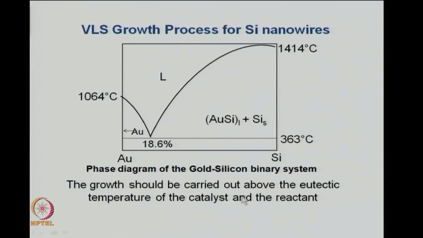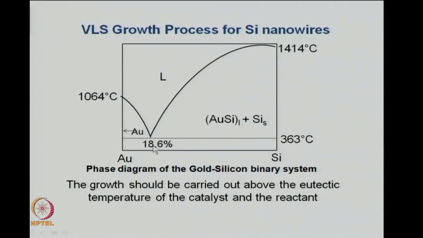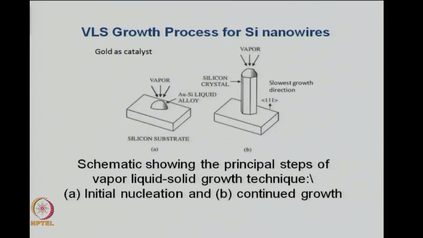The growth should be carried out above the eutectic temperature. So, you have to heat the substrate of silicon which has got a gold droplet or a gold particle on top. Above 363, when you heat, you will get a liquid droplet which will have the composition of gold and silicon in this ratio, and that is what is used in vapor liquid solid growth of silicon nanowires with gold as catalyst. So, this is shown here.